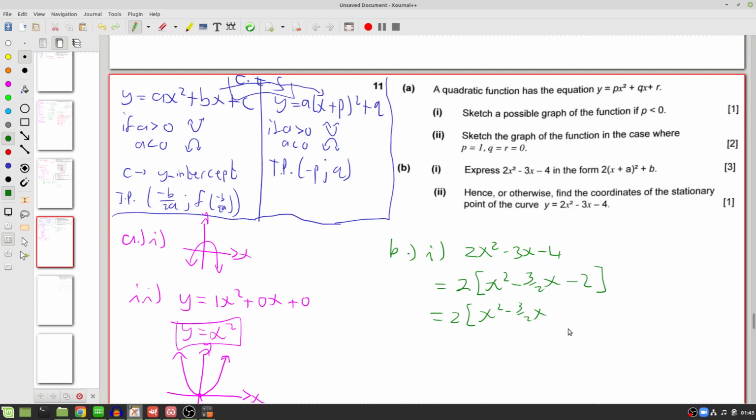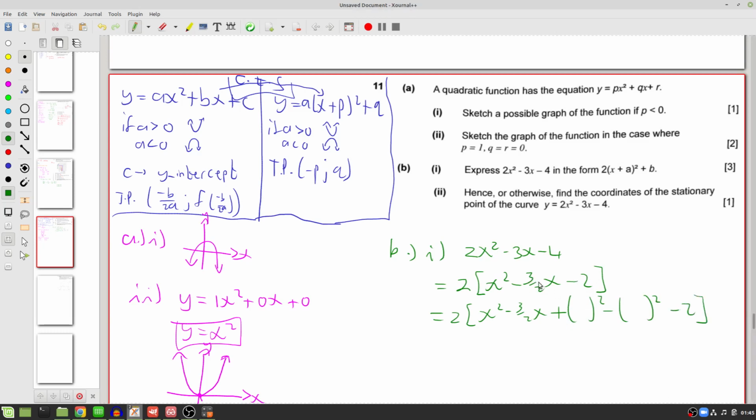Then what we do is sort of the interesting part. Then we add and subtract something, because we can't change the value, so that's why we add and subtract it. And what we add and subtract is b over 2 squared, right? And then obviously we have to add the negative 2 at the end still.